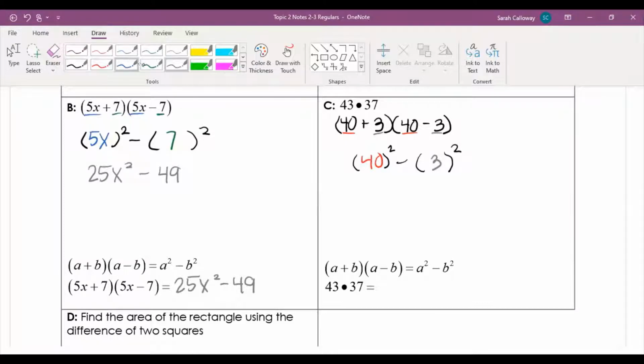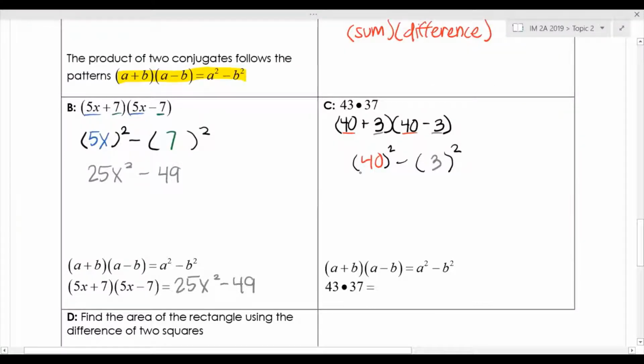If I simplify these, 40 squared is 1,600, minus 3 squared is 9. So if I subtract 9 from 1,600, that gives me 1,591. That makes that multiplication a little bit easier, again, if I don't have a calculator. So 43 times 37, I can express as 40 plus 3, and its conjugate, 40 minus 3.